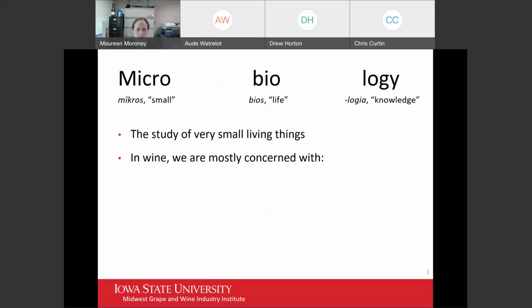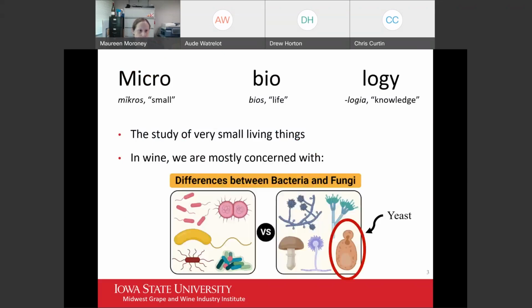Micro meaning small, bio meaning life, and logi or logy having to do with knowledge. So microbiology would be the study of very small living things. But when it comes to wine, we are mostly concerned with two classes of microbes, bacteria and fungi. Fungi, of course, includes yeast. And yeast, as we all know, is really important for wine.